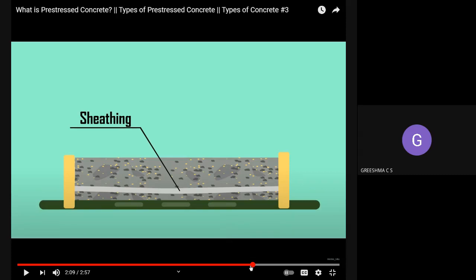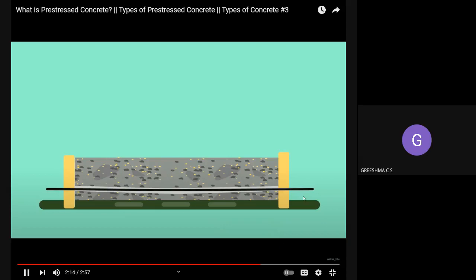You can see a concrete beam is already cast over here, and you will provide a duct in the bottom side. Now what will happen? Tendons are inserted into these ducts. It is anchored over the sides.